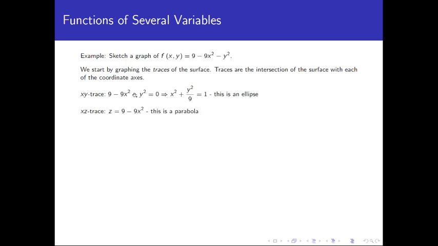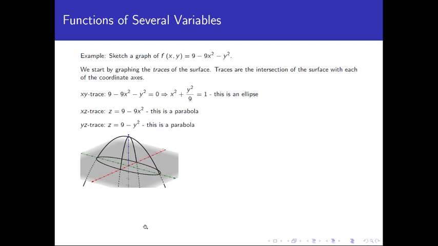For the xz trace, we put in 0 for y, so this term would go away. We would have z equals 9 minus 9x squared. That's a parabola. Likewise, if we do the yz trace and put in x equal to 0, we get z equals 9 minus y squared. We also get a parabola.